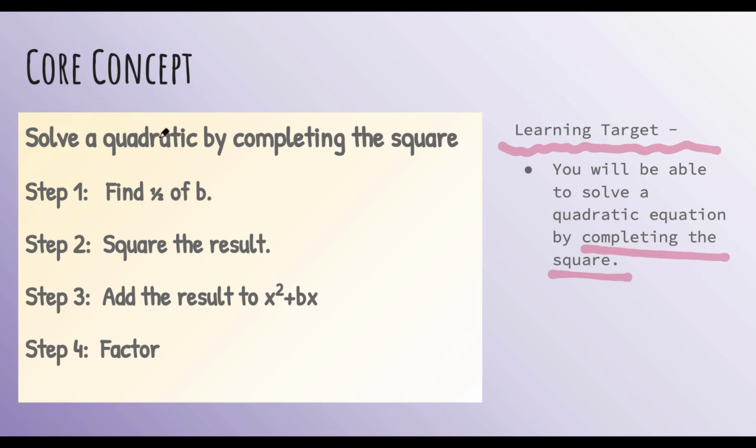The process that we're going to look at to solve a quadratic equation by completing the square is as follows. I encourage you to go ahead and pause the video, write down the steps, and then we're going to look at some examples next, but I'm just going to go over the steps here. Step 1, we're going to find half of b. Step 2, we're going to square that result. Step 3, we're going to add the result to our squared quadratic term and then our linear term. And then lastly, we're going to factor.